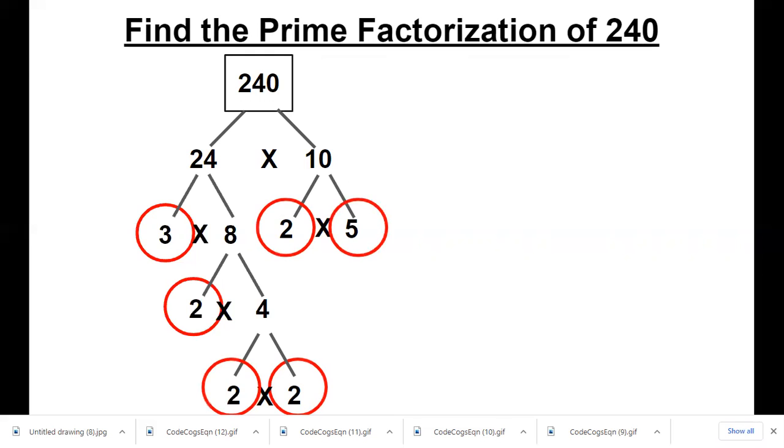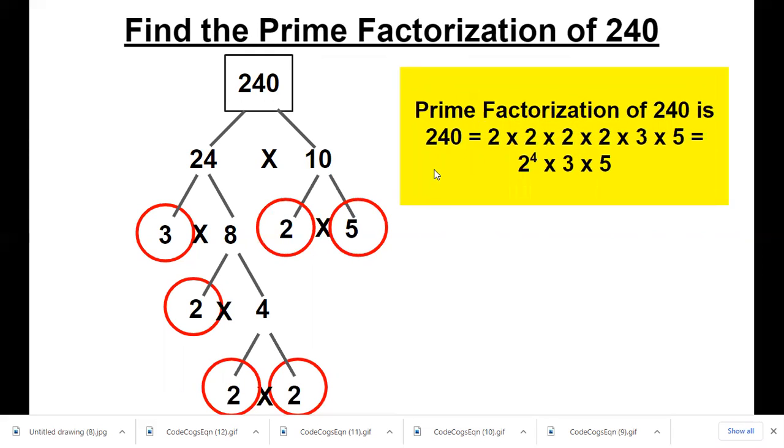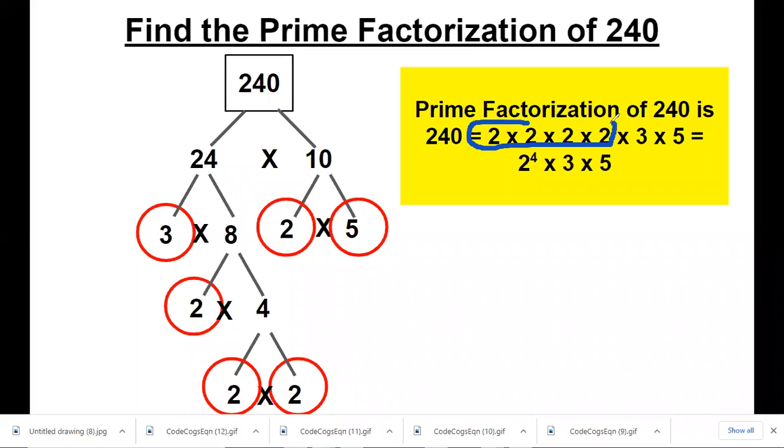So now I get to list all the circled numbers as my prime factors. So 240 is equal to 2 times 2 times 2 times 2 times 3 times 5, all my circled numbers. Then I'm going to combine my 2 times 2 times 2 times 2 and write it as an exponent, 2 to the 4th power, and then times 3 times 5. So that's the way you should write it.